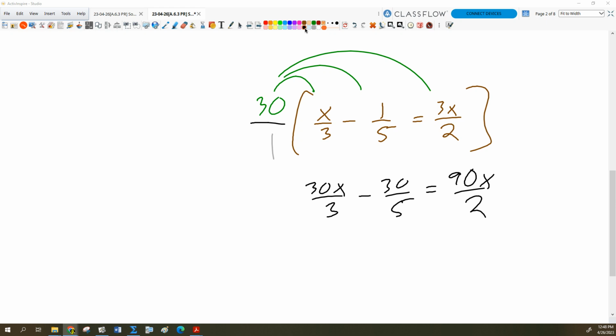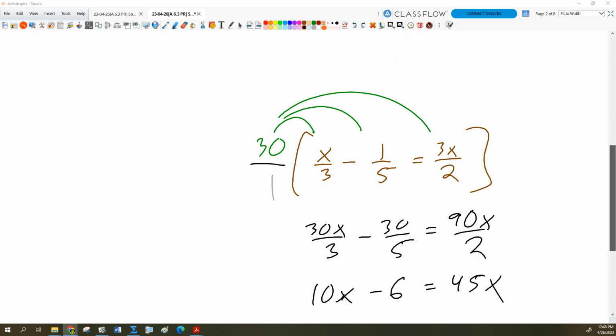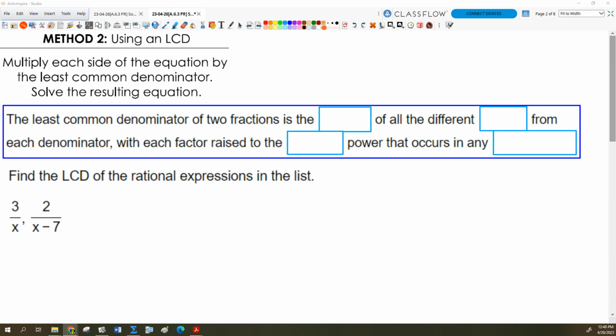Well, look, I can simplify. I can reduce each of those fractions and cross the denominators out. I get 10x minus 6 equals 45x. And now that's easy, right? Now I can just solve that equation. So the same principle is going to apply for us when we have variables in the denominator, like we do with rational equations.